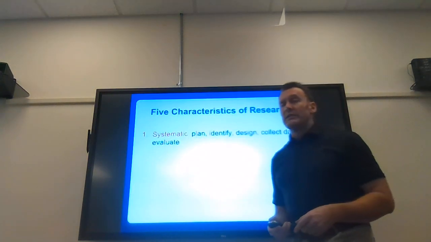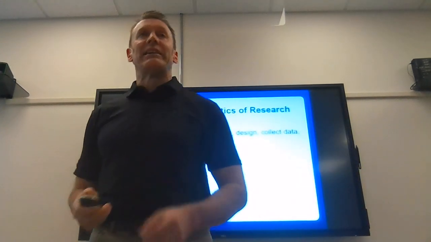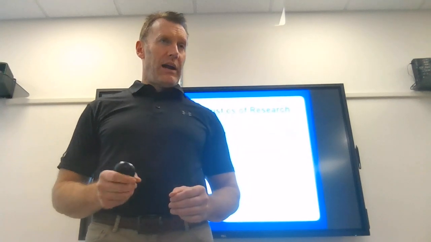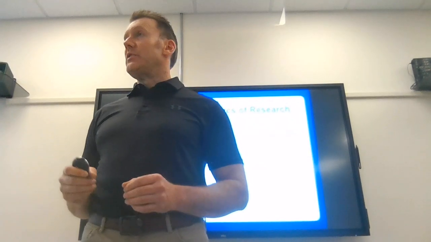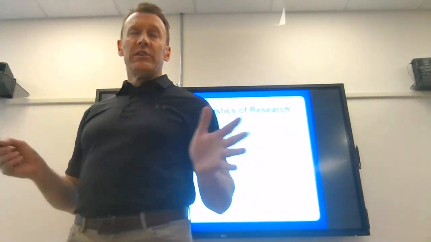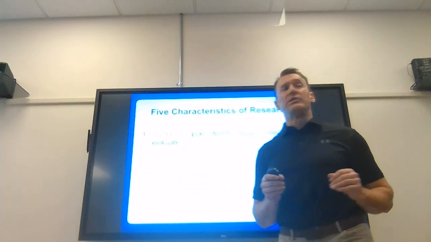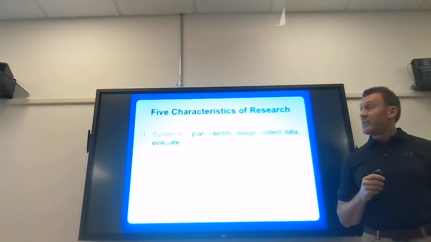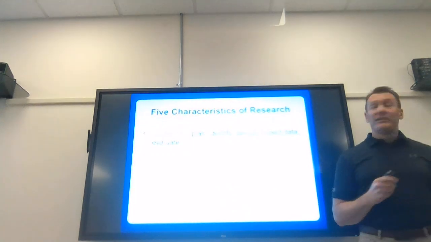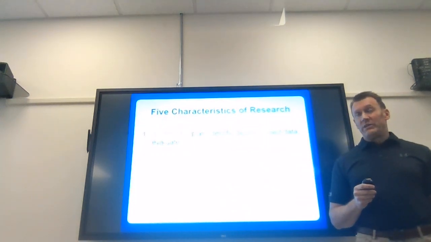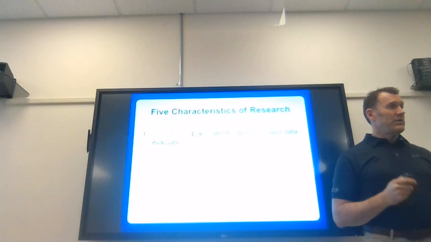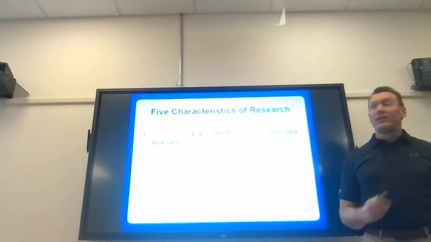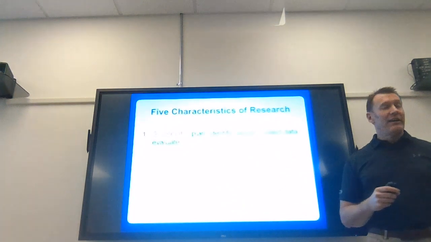All right, so 5 characteristics of research. It's systematic. We record and write down everything. Everything is planned out prior to the whole process, so nothing is left to chance. You want to try and control as much as you can. So you plan it, and you go through that process of planning. You need to identify what your variables are going to be, what your treatment is going to be, what your population is. That's all involved in the design, and then you collect your data.